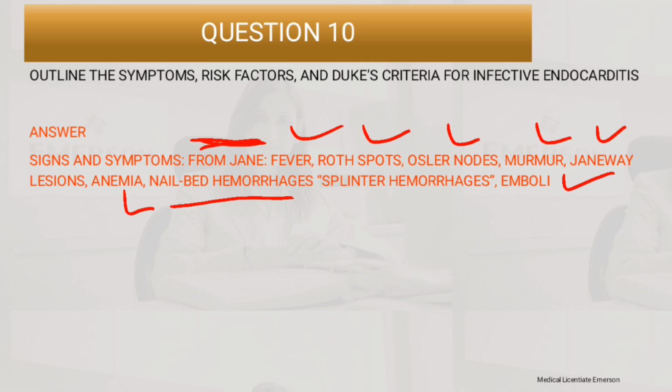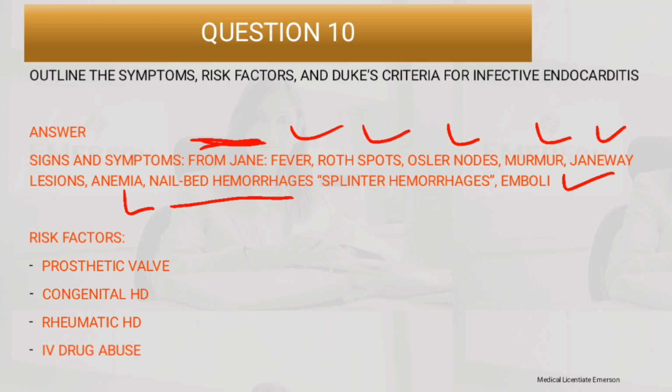Fever, erythroid spots, Osler nodes, murmur, Janeway lesions, anemia, nail-bed hemorrhages, splinter hemorrhages, and emboli. That's from Jen. Okay. Then for the risk factors, you can have prosthetic valve, you can have congenital heart disease, you can have rheumatic heart disease, you can have IV drug abuse. Those are the risk factors.